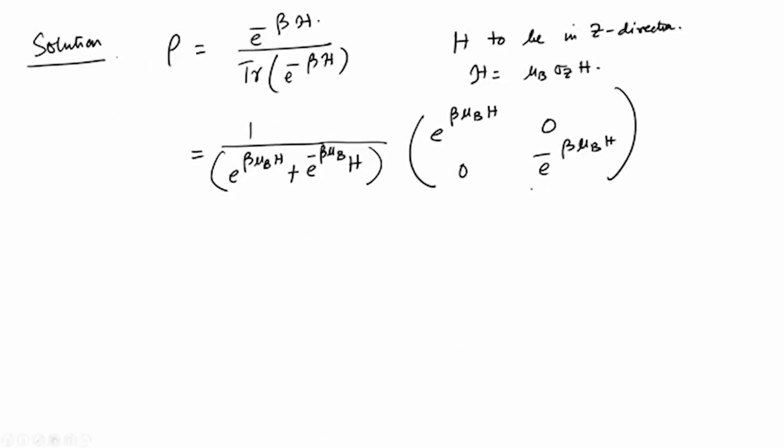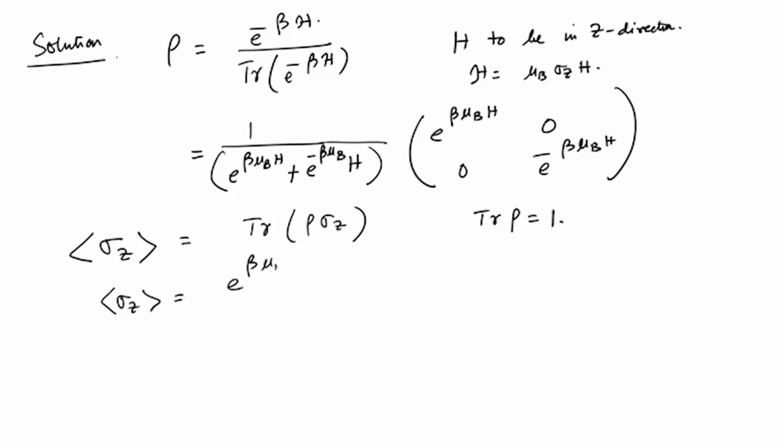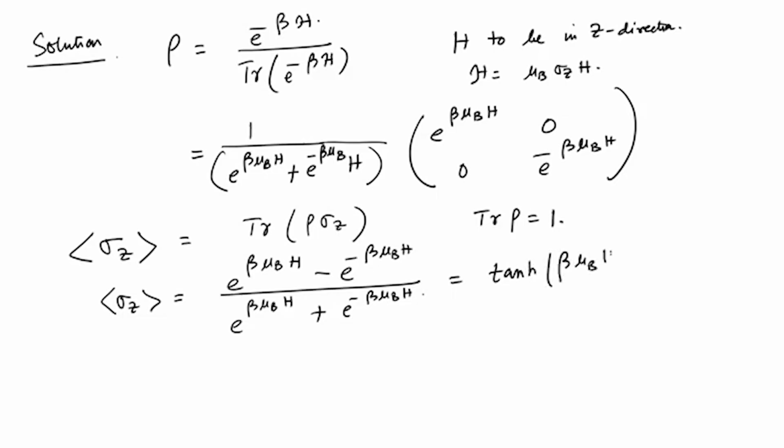So, this is the density matrix for this given problem, and if you now want to calculate the expectation value of sigma z, this is equal to nothing but trace of rho sigma z, and it is easy to see that, with the trace of rho equal to 1, this is equal to exponential beta mu b h minus exponential minus beta mu b h, divided by exponential beta mu b h plus exponential minus beta mu b h, and this is nothing but equal to tan hyperbolic beta mu b h, a result that you have seen earlier.